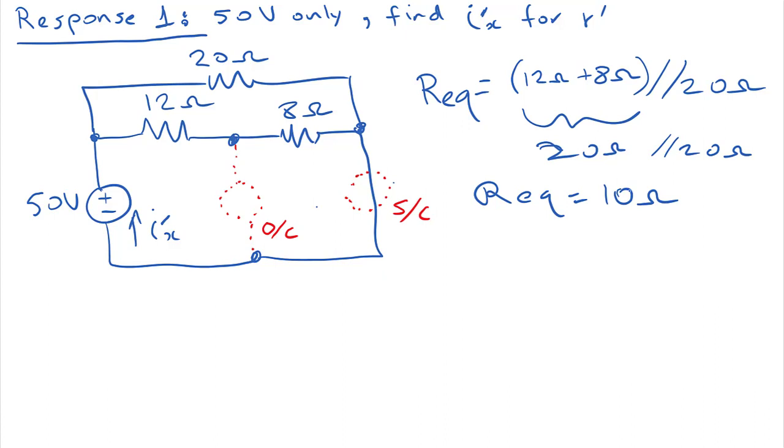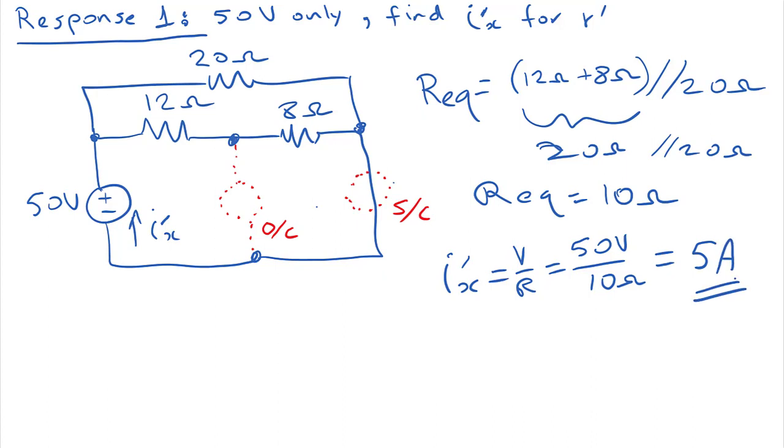Okay, so then what about I prime X? I prime X, and that's the first response, okay? V divided by R, and the voltage is 50 volts. The resistance is 10 ohms, and we have the correct direction. So then that works out to 5 amps. So that's the first response. Okay, let's calculate the next response.